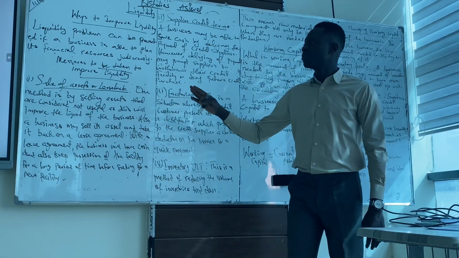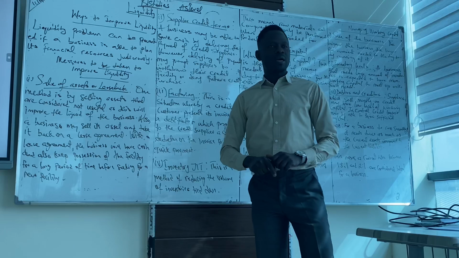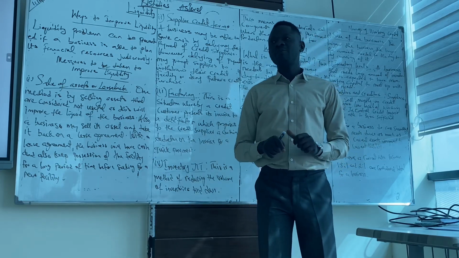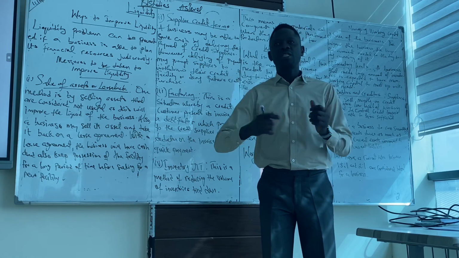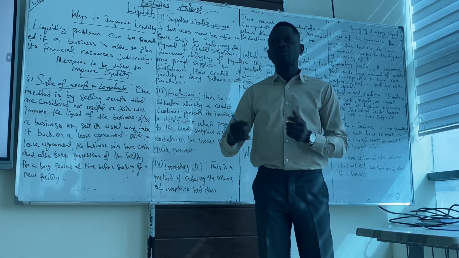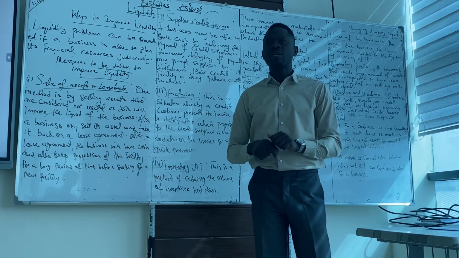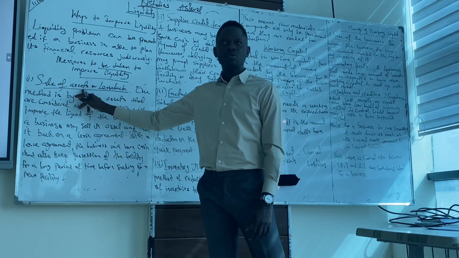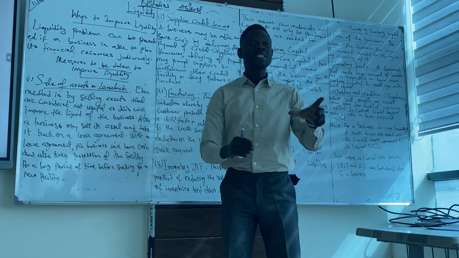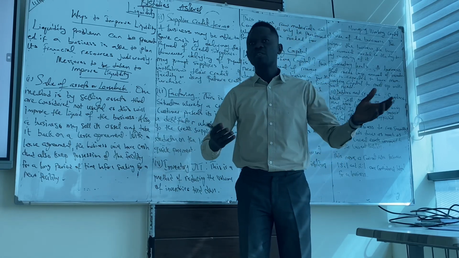So what are those measures you have to take to improve your liquidity? Number one, sales of assets or leaseback. The first thing you could do as a business to improve your liquidity is to sell those assets that you're not using anymore. They are considered to be not useful. So why do you keep them when it's not being used in the organization? So sell them to get cash. That's sales of assets. Do we understand sales of assets here? You don't sell the assets you are using. You sell those ones that are considered to be surplus to requirements.